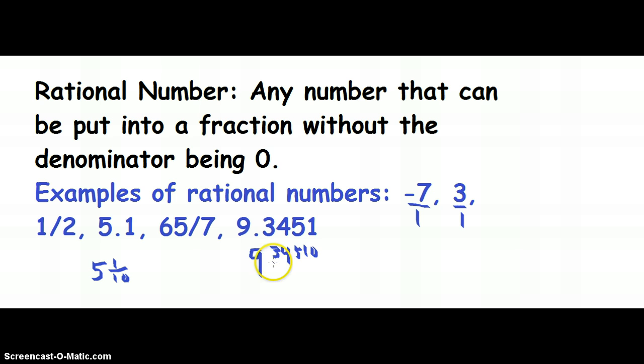Just because something has a long decimal doesn't mean that it's not a rational number. And the reason that a rational number can't have zero in the denominator is because if you had, for example, 2/0, that number is undefined, so that is not a rational number.